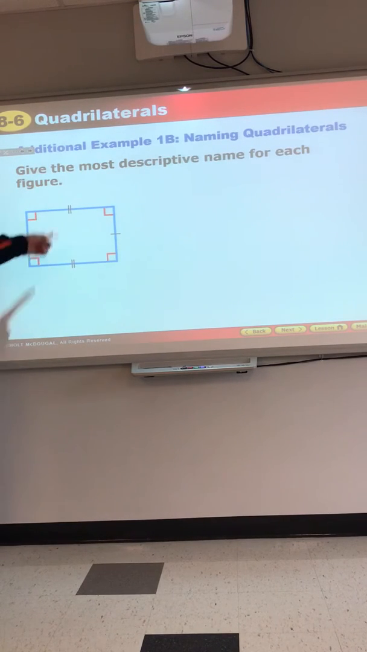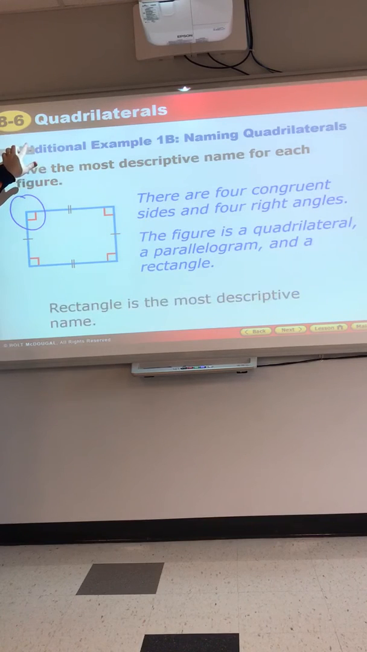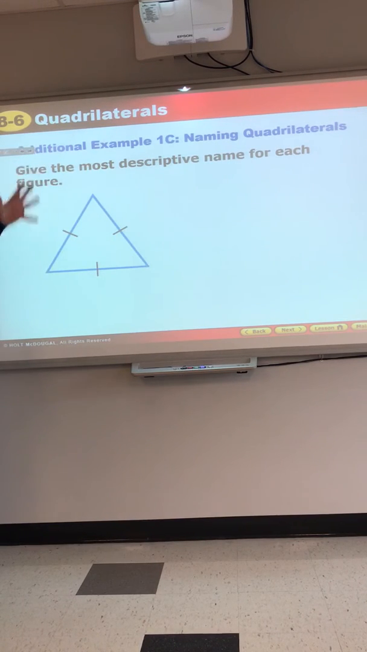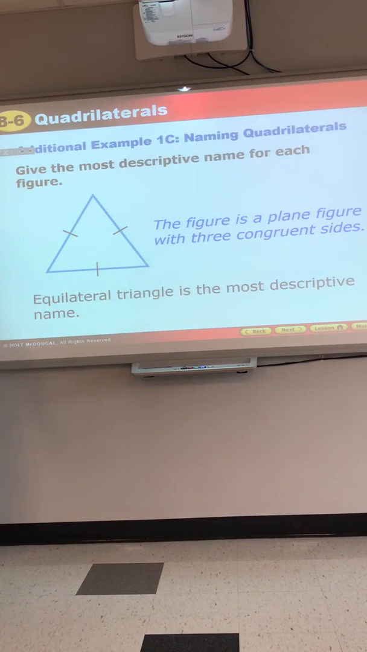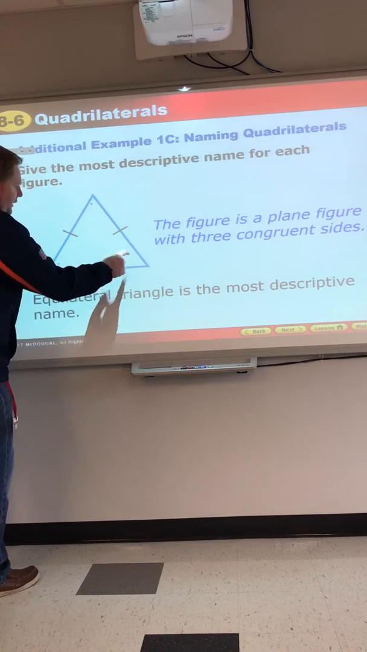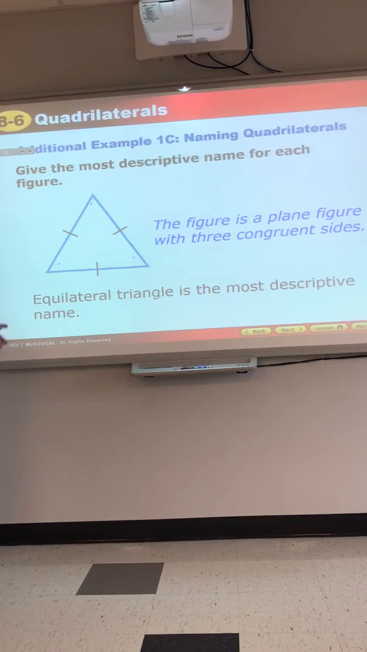This one, opposite sides are congruent and opposite sides are parallel. 4 90s. Hopefully you all know this is a rectangle. Rectangle is your shape. This one, be most descriptive with the name. 3 sides that are the same. We all knew it was a triangle, but 3 sides that are the same means it's an equilateral triangle. And if you're going for bonus points, 3 acute angles means it's an acute equilateral triangle.